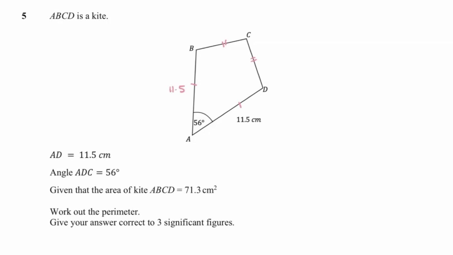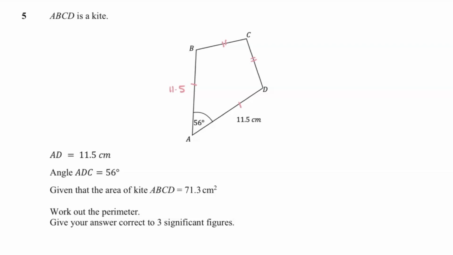Now they're telling me the area. So I need to just stop and think, okay, how is that going to actually help me? What's the formula for the area of a kite? And there isn't one. So I can't use a given formula. There'll be nothing on the formula sheet to help. So I've got to think about how I'm going to break the problem up.